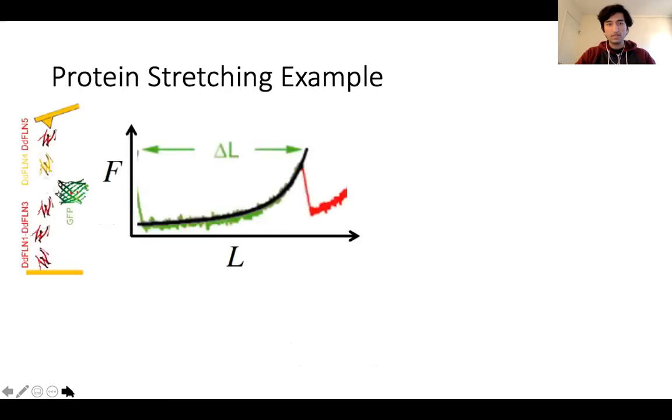So next, I'll go over the protein stretching example that was discussed in class. Here, we have some protein, and this instrument is stretching the protein longer and longer. While this is occurring, we're measuring the force, or essentially the tension in the protein.